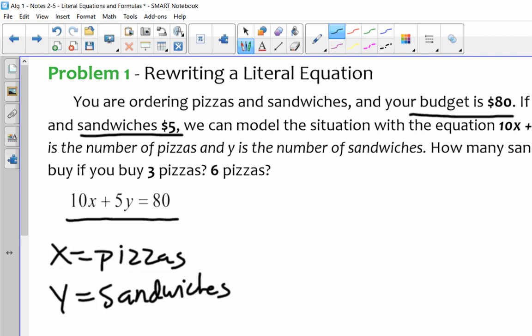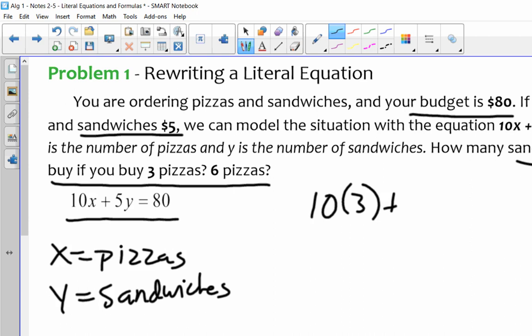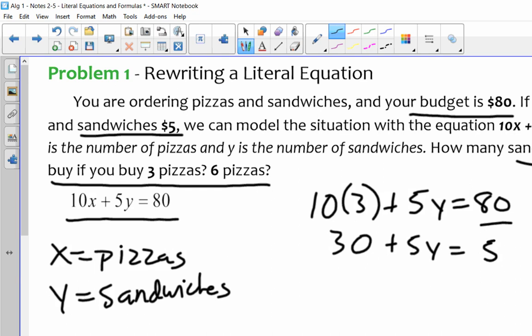And then I'm going to use that to kind of help me figure out what I can buy of each thing, okay? So down here at the bottom, it says, how many sandwiches can I buy if I buy 3 pizzas? Well, pizzas is X, so I'm going to go ahead and plug that in. And I'm going to solve this now for Y. I still have $80 to spend. Pizzas are 10 bucks, sandwiches are 5. I'm buying 3 pizzas. How many sandwiches can I get? Well, 10 times 3 is 30. I'm going to get that, and now I'm solving it for Y.